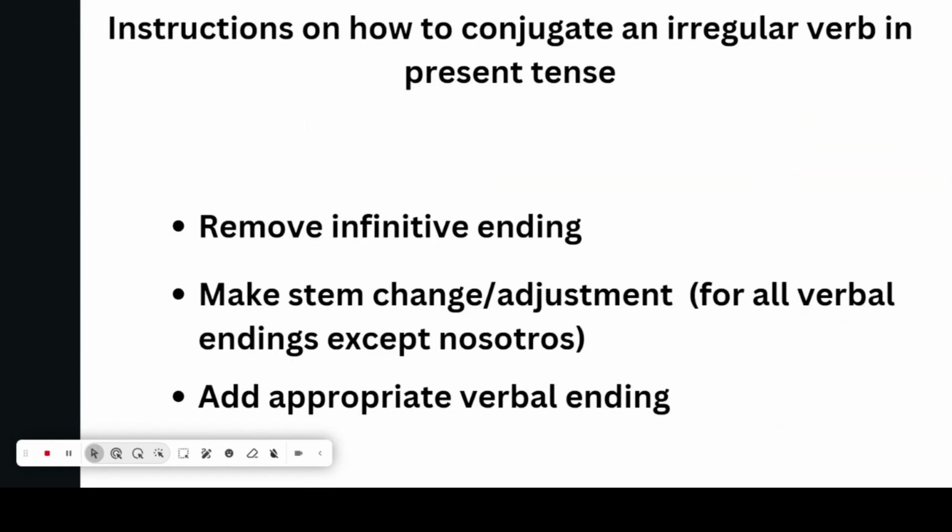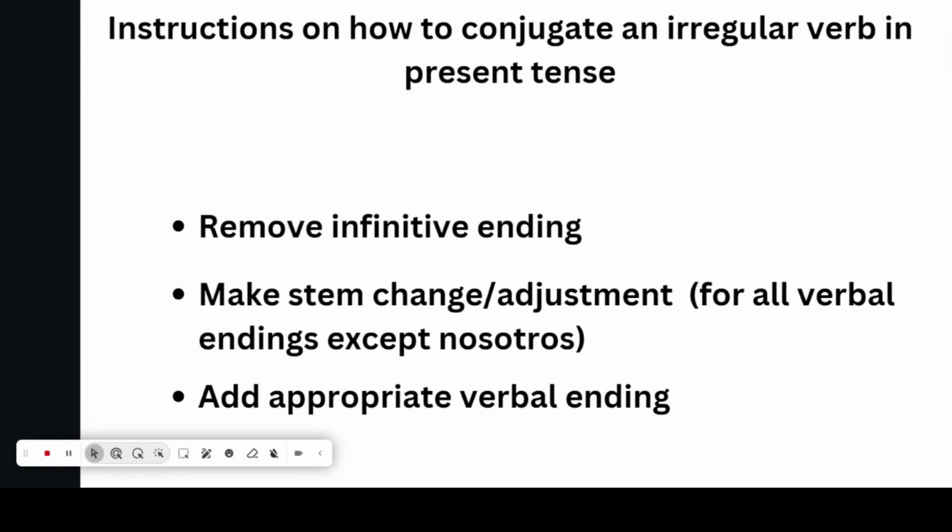Okay, so let's continue here. We have another set of instructions here. This instruction has one additional step, and this is just for irregular verbs in the present tense, right? We're still in present tense. We're just going to look at irregular verbs, right?